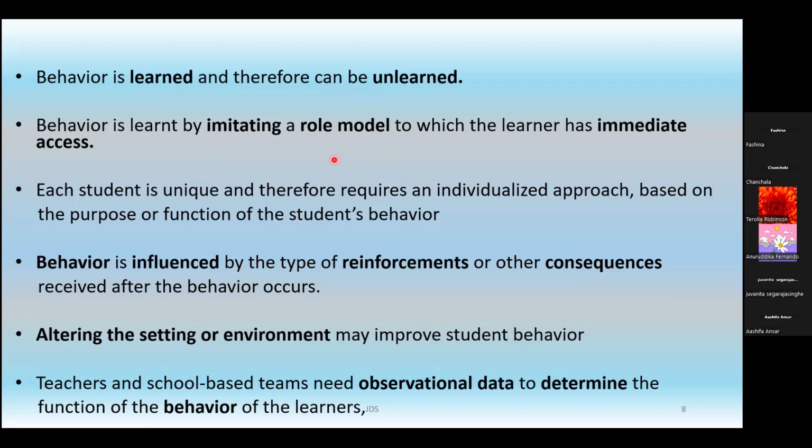This one we discussed. Behavior is learned by imitating a role model to which the learner has immediate access, right? So mostly it becomes the teacher or a very close family member, their own parents. They become their immediate role model.